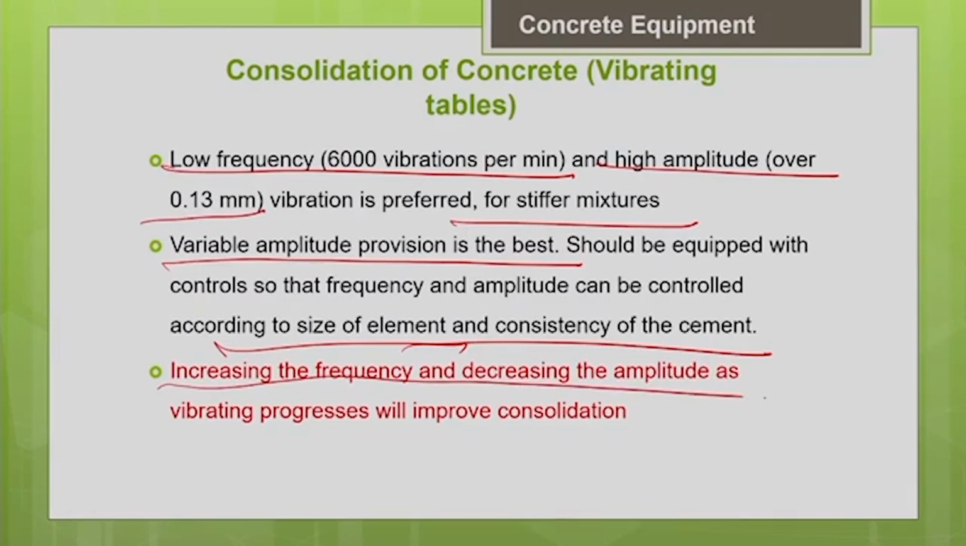But as the consolidation progresses, you can keep reducing the amplitude and increasing the frequency. That is a general guideline. Increase the frequency and decrease the amplitude as the vibration progresses. This will give you effective consolidation. This is a basic guideline if you have control over the frequency and amplitude. Start with high amplitude, and as the consolidation progresses, start reducing the amplitude and increase the frequency. That is how we can achieve effective consolidation.